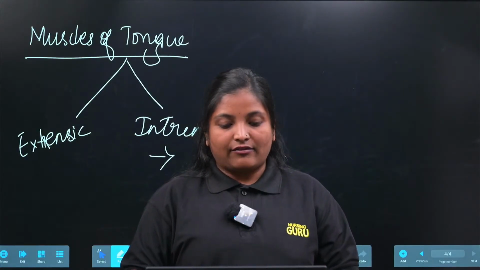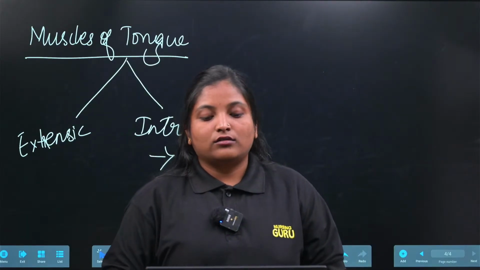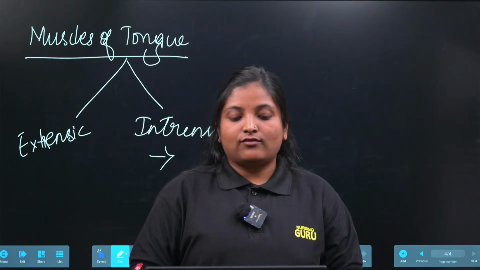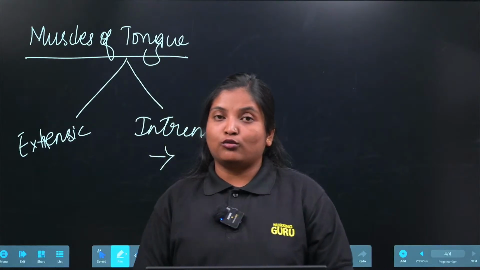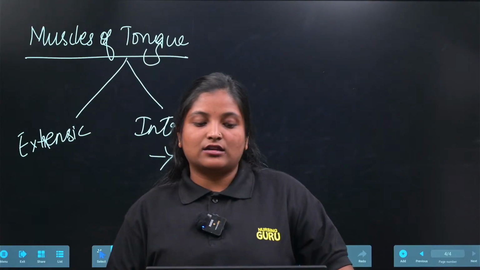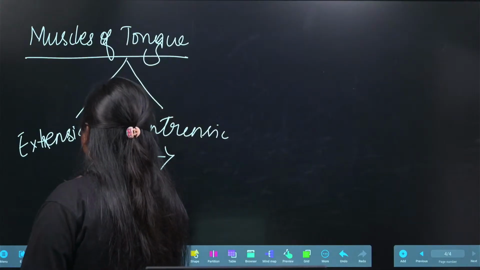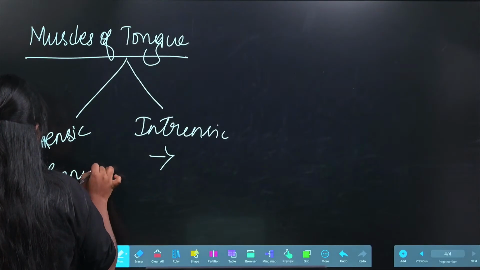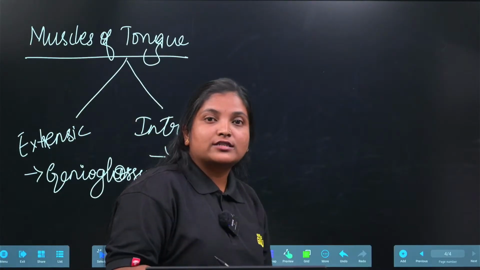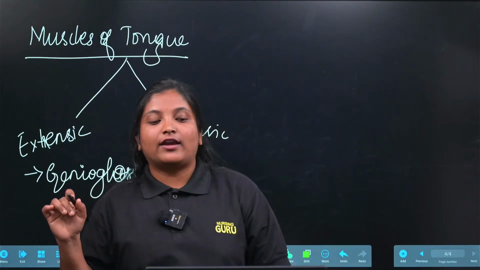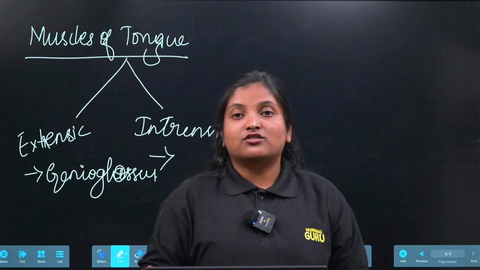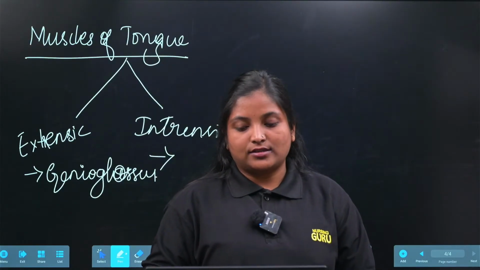The next one is extrinsic muscles: genioglossus, hyoglossus, styloglossus and palatoglossus. It may be difficult to pronounce, but if you pronounce it one or two times, you will be able to remember it. Those are the extrinsic muscles.